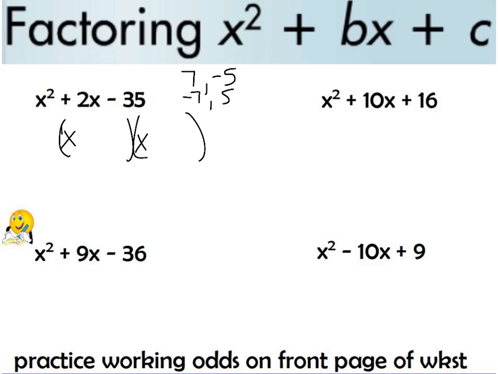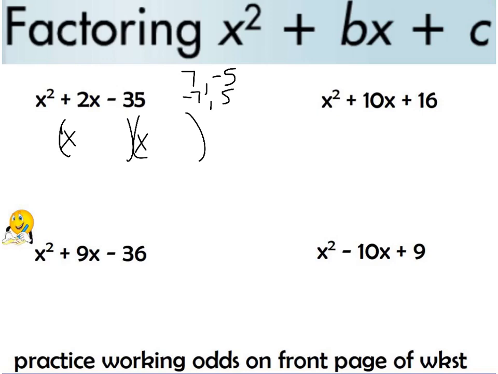But look at what I'm shooting for here. I'm shooting for this 2x. Remember, they multiply to negative 35, but they also have to add up to 2, a positive 2. So when I look at my 2 options here, which one adds up to a positive 2? Well, it should be these 2. A positive 7 with a negative 5. Those 2 numbers would multiply to this, add up to this.